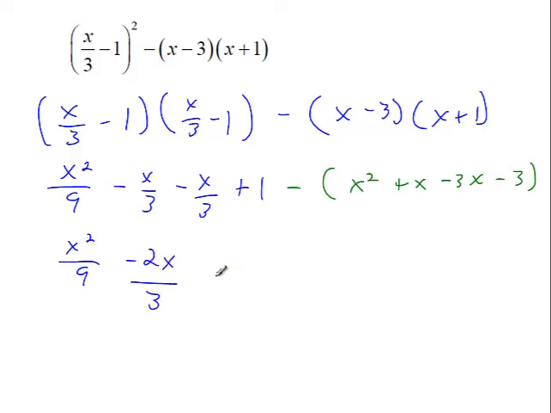Now we want to collect like terms, so we end up with x squared over 9 minus 2x over 3 plus 1. So by collecting like terms now, we have x squared over 9 minus 2x over 3 plus 1.